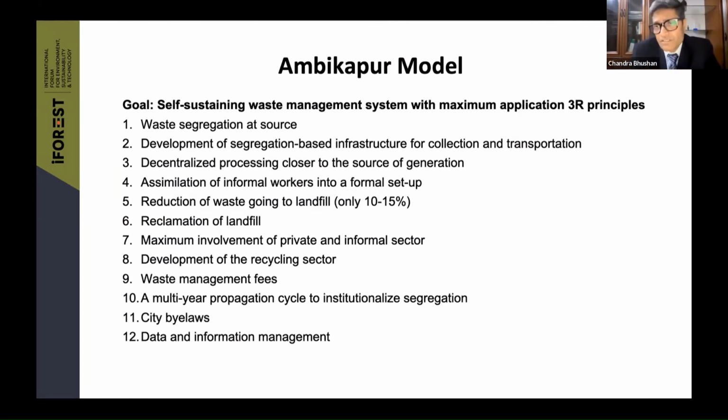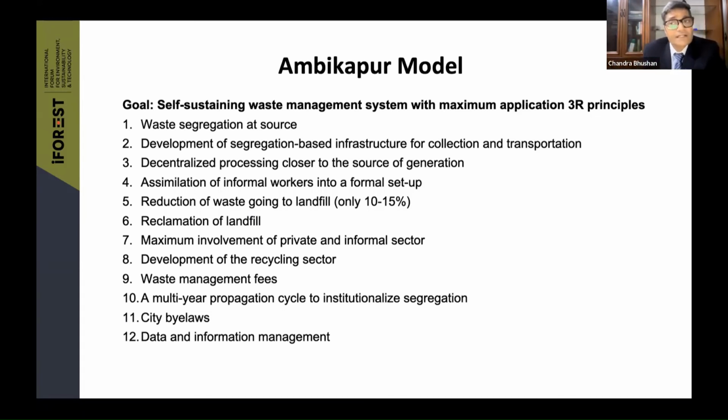Under the Swachh Bharat Mission, in the 2-bin model, money is given by the government to distribute 2 bins, and therefore all cities can develop segregation-based infrastructure for collection and transportation. This is part of the Swachh Bharat Mission. This is part of the Solid Waste Management Rules of 2016. These are the laws of the country. They must be implemented and enforced.